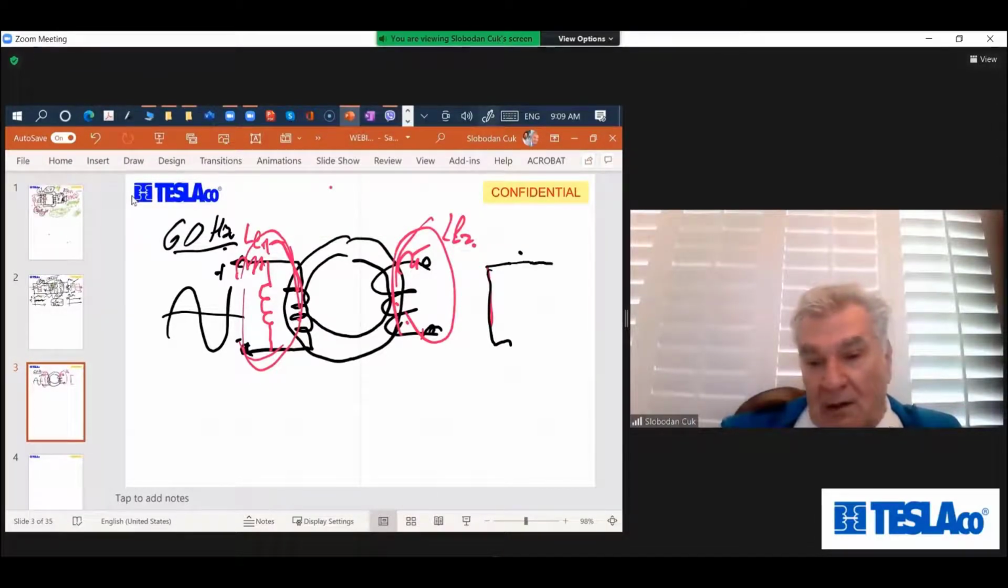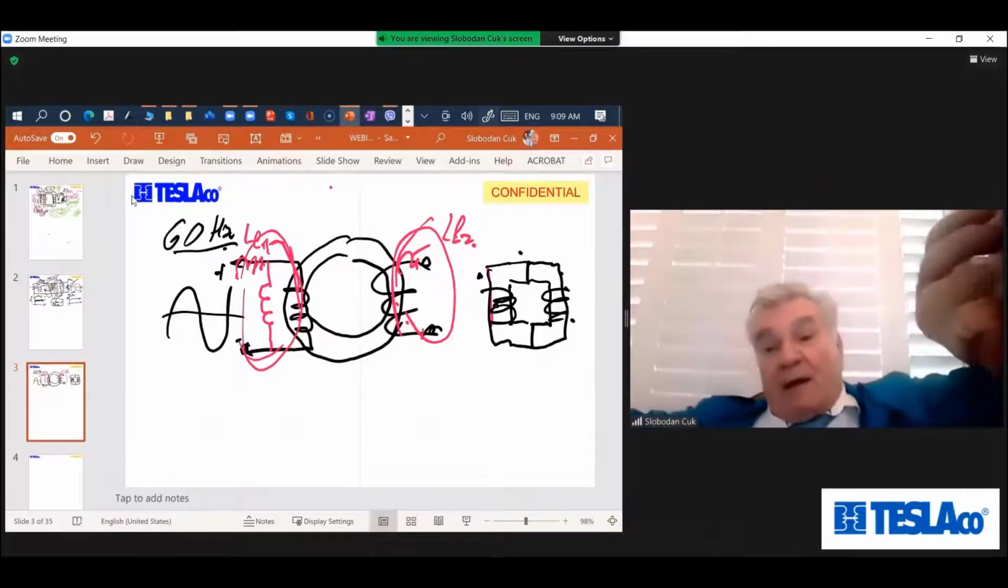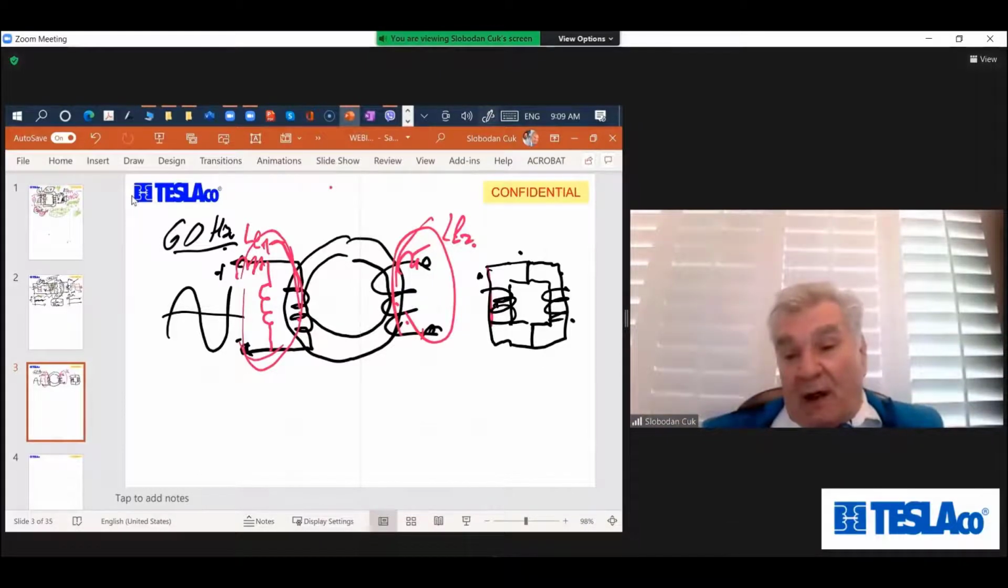Like this, then you will make it like a UI core. You will make it winding here and winding here. This will have a large leakage because the windings are separate and they have large leakages.